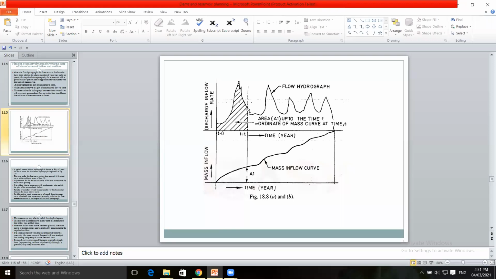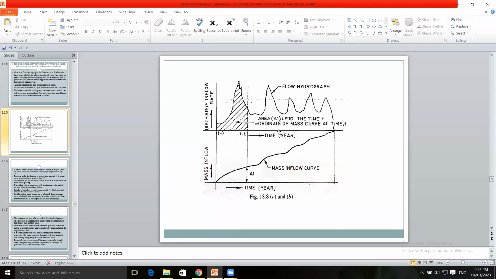What will we get at this point? On this y-axis, how much discharge is given? After 10 years, how much is the discharge, or at this point the discharge is higher. At this point, the discharge inflow rate is higher. So from this hydrograph, we get the maximum discharge inflow, or inflow rate, that can be determined from this graph, the flow hydrograph.